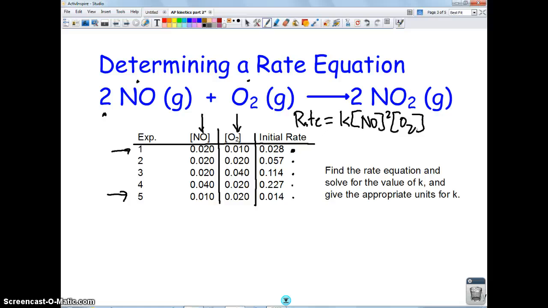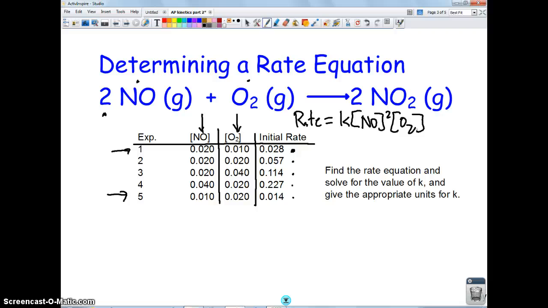What we're going to need to do is look at our experimental data and figure out what actually happens. So remember, if it's first order, changing the concentration will change the rate. If it's first order, changing the concentration by doubling it should double our rate.